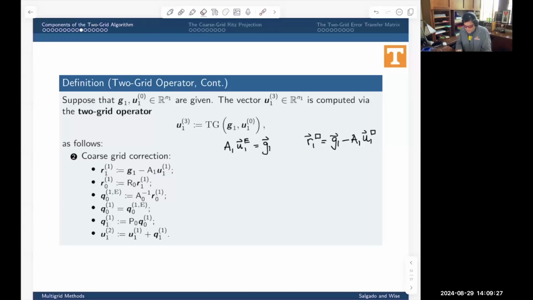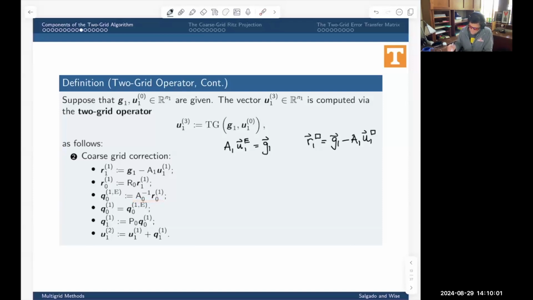Now I'm going to move this residual from the fine grid down to the coarse grid. So 0 means coarse grid, 1 means fine grid. Remember, restriction takes information on a fine grid and pushes it into a coarse grid. It destroys information. So I push this residual down to the coarse grid, storing it in R01. But now I'm going to compute this from it.